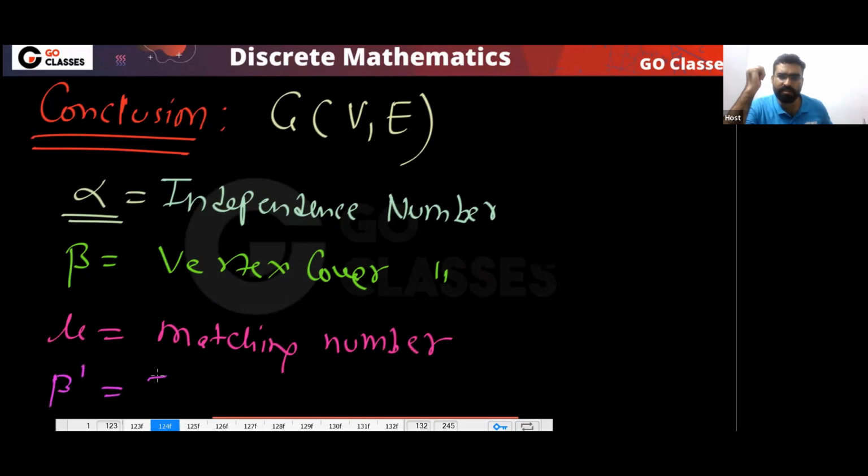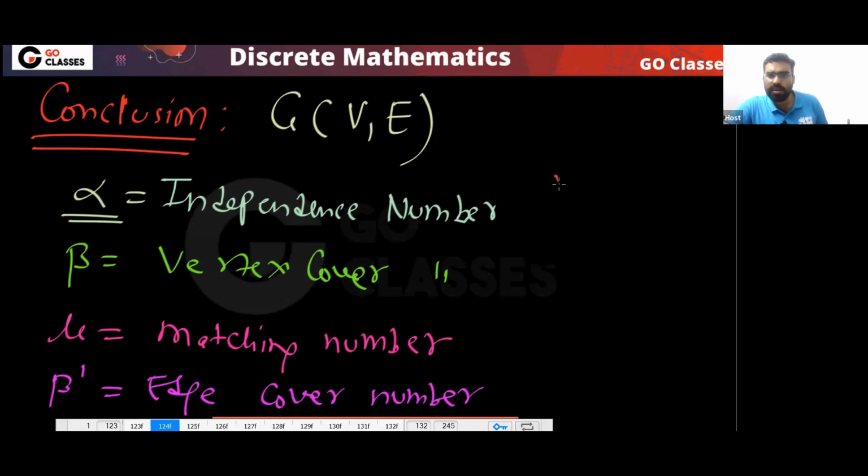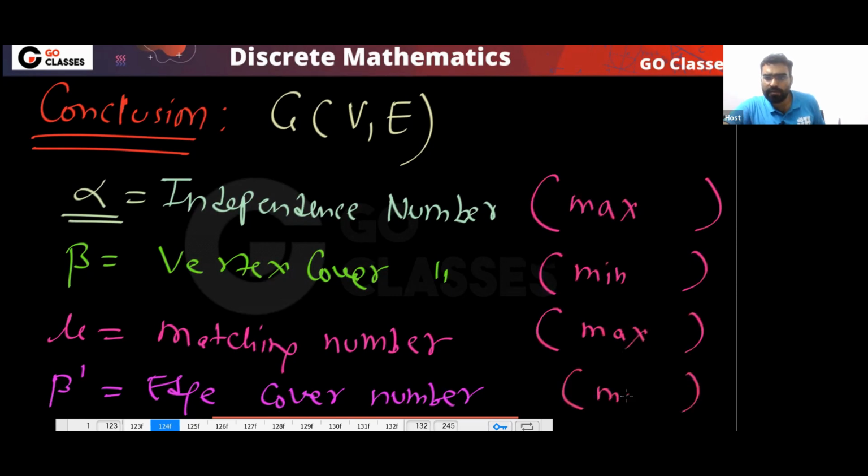And what is beta dash? This is the edge cover number, the size of the minimum edge cover. So here what do we want? Here do we want max or min? Here we want max. Here we want min.